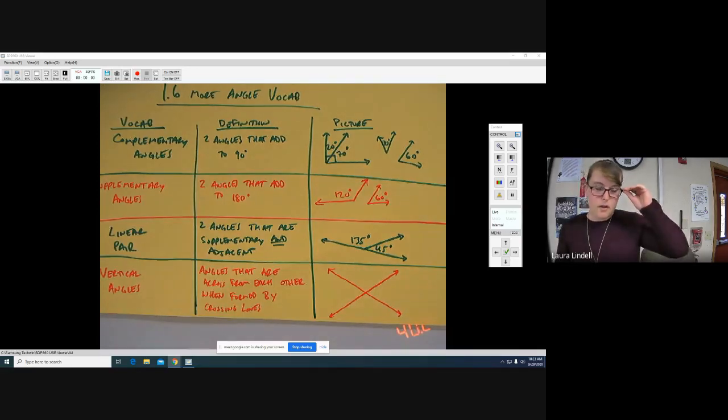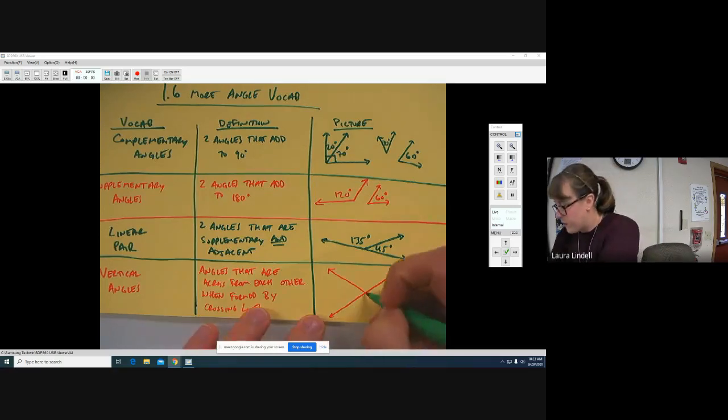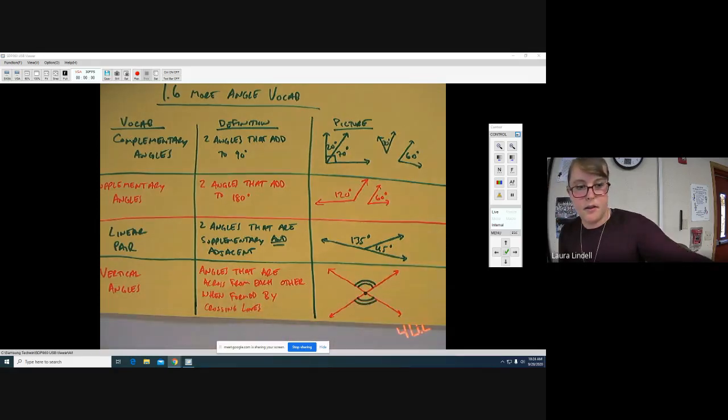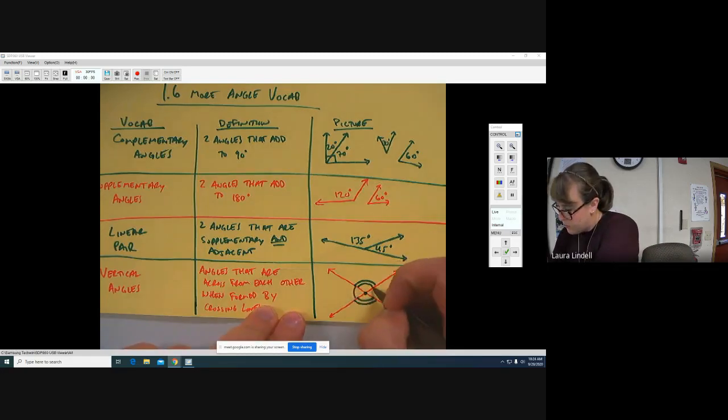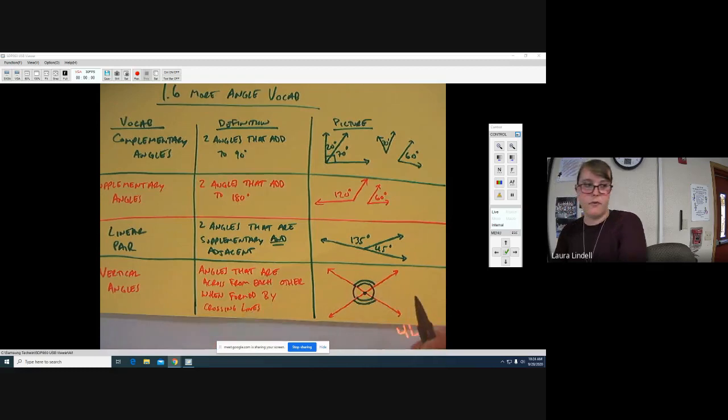Okay. So when we have crossing lines like this, vertical angles are ones that are across from one another. So my one pair of vertical angles would be these ones right here. And then another pair of vertical angles, find another pen color, would be these ones here that are across from each other side to side. So we have this pair and we have this pair. Those are both vertical angles.